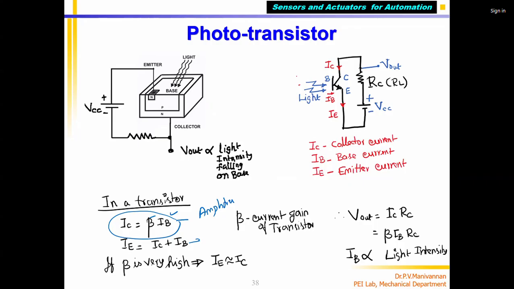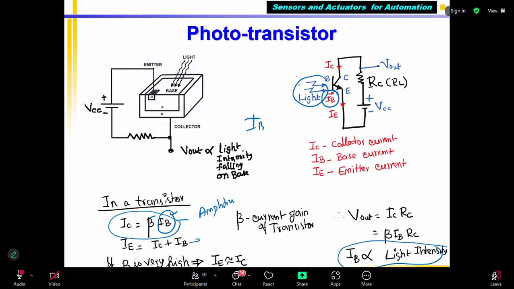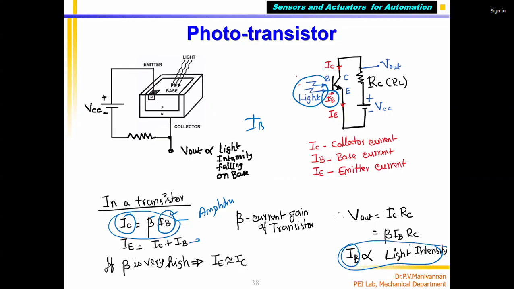In a phototransistor, instead of supplying IB by applying a base current, I apply light. If I apply light, IB is created. IB is proportional to the light intensity. If I shine more light on the base, more base current flows, and automatically more collector current. So if IB varies due to a change in light, IC also varies. This is how a phototransistor works.